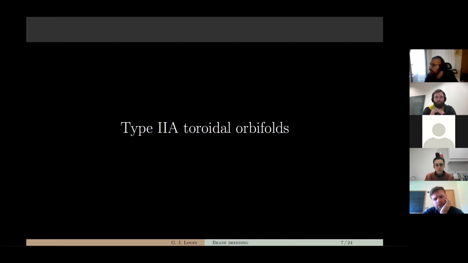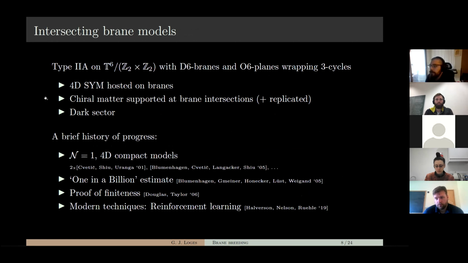Okay, so now let me turn to the model of interest. This is some intersecting brane models in type 2A string theory. Just a bit of history before we get into the model itself. This type of model with intersecting branes is quite desirable because a natural way to have non-abelian gauge groups in the effective theory, the 4-dimensional theory.